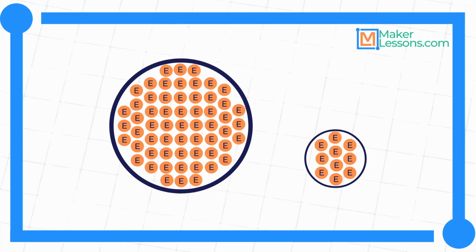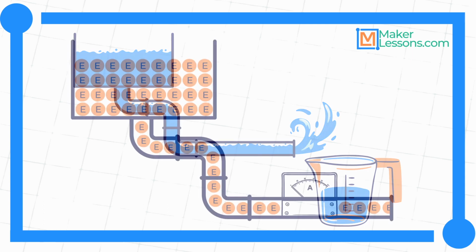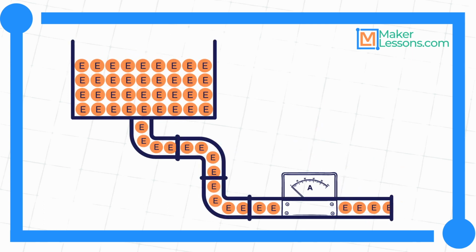The same is true in a wire. Charges fill up the entire cross-sectional area of a conductor and flow through that area. To measure the current of water, we would measure the volume of water flowing through a point in the pipe over a certain period of time. With electricity, we measure the amount of charge flowing through a point in a circuit over a period of time.